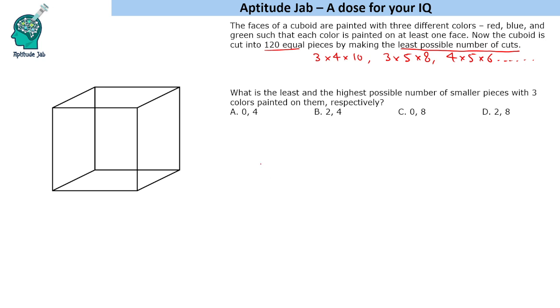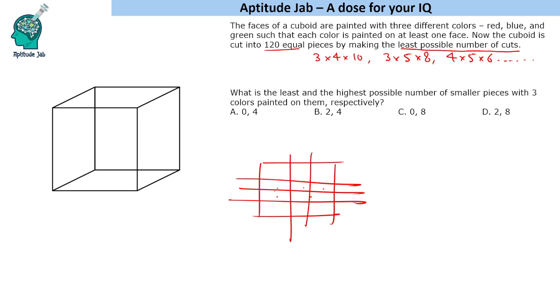Let us say if I make one cut, I get two pieces. If I make two cuts, I will get three pieces. If in the second dimension I make three cuts, I will get four pieces. So if the cuts are two and three, the pieces will be three into four. If I have to make the least number of cuts, the numbers should be as close as possible. So we will see this.